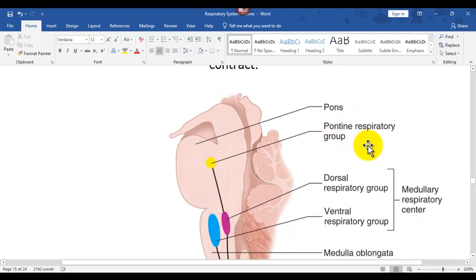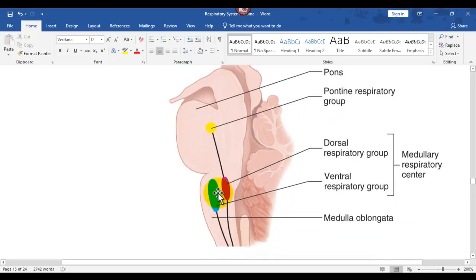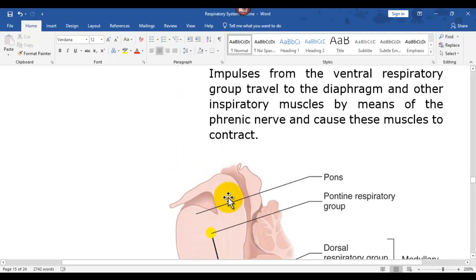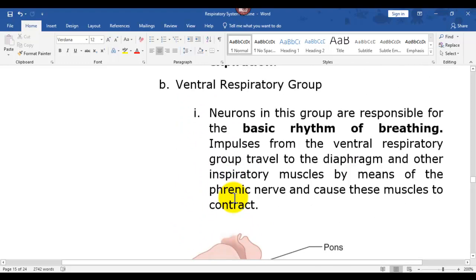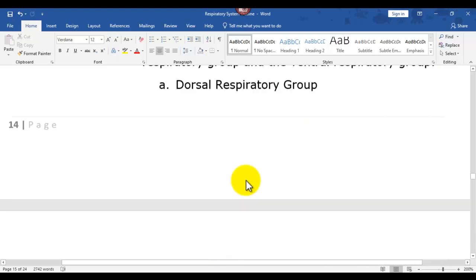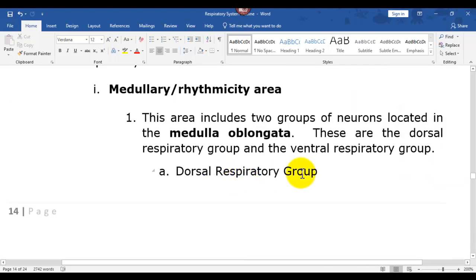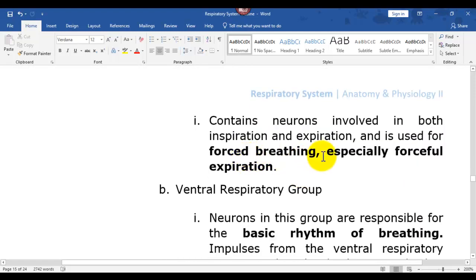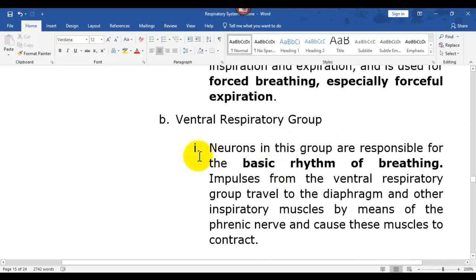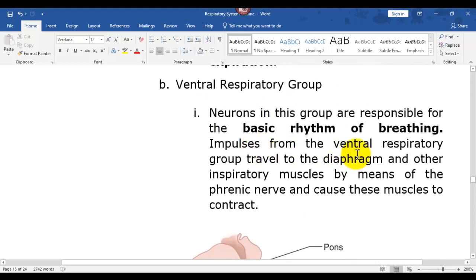And this is called the pontine respiratory group, which you can see, it influences the dorsal group. I've also read where it has influences on the ventral as well. But if something happened to that, this dorsal group would be firing all the time, and a person would be taking giant inspirations and expirations. So the dorsal respiratory group, more forced breathing, it's in the back, it's called the dorsal, especially forceful expiration. The ventral respiratory group is the basic rhythm of breathing.